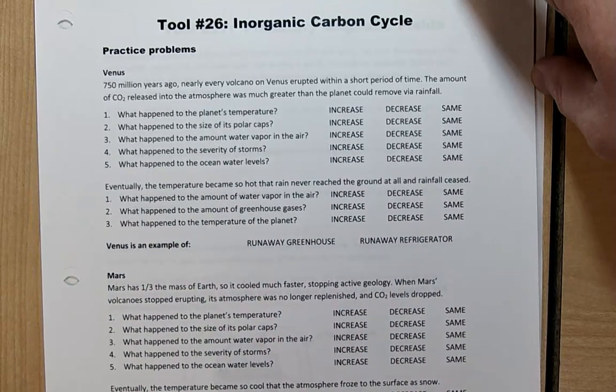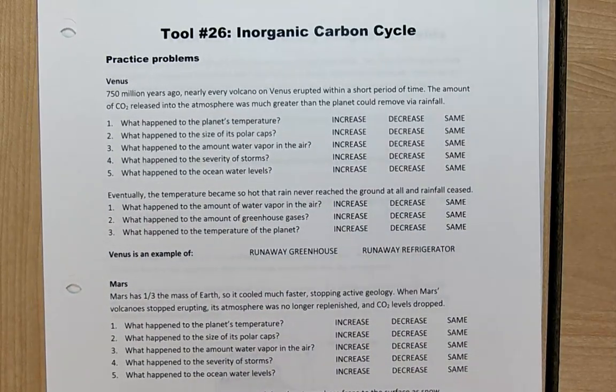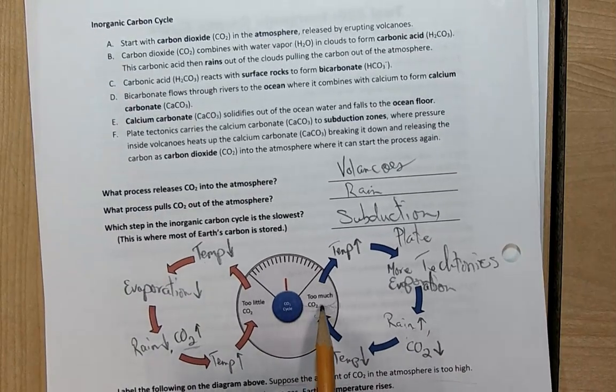What about on a planet that doesn't have a successful inorganic carbon cycle? So say Venus, right? Venus used to have a successful inorganic carbon cycle. Venus used to have this thermostat keeping the temperature more stable. But from all the evidence of volcanoes and geology, it looks like about 750 million years ago, there was just a massive amount of volcanic activity on Venus. And so all those volcanoes erupting put way too much CO2 in the atmosphere.